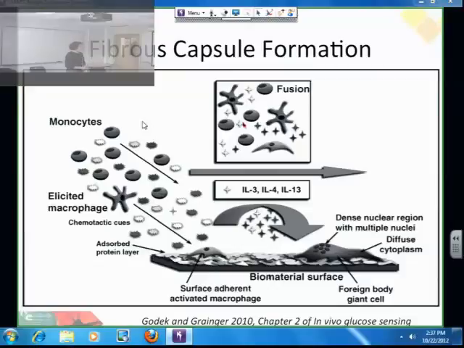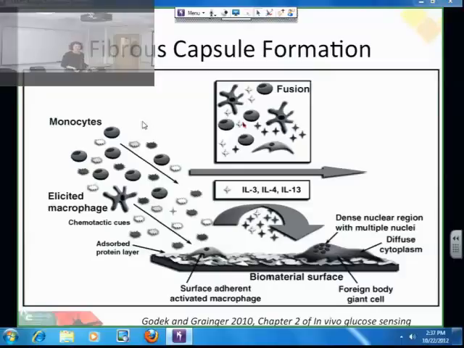We don't really know why this happens, but we know that there are some cytokines that are definitely involved, and they are IL-4 and IL-13. We know that they're involved because if you knock that out of a mouse, if you make a genetic mutant, you won't have this kind of fibrous capsule formation. But I want to caution that these cytokines, IL-4 and IL-13, are also involved in a lot of other processes, so you can't just say that those are bad for biomaterial integration, because it's really not known if that's the case.